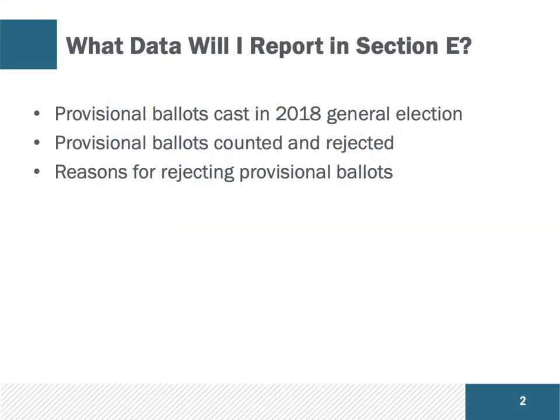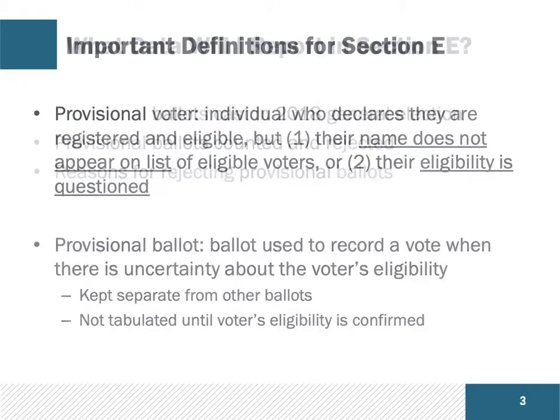Section E of EAVS asks about provisional balloting during the November 2018 election. This section asks for a few types of data. First, how many individuals cast a provisional ballot? Second, how many provisional ballots were counted and how many were rejected? And finally, why were provisional ballots rejected?